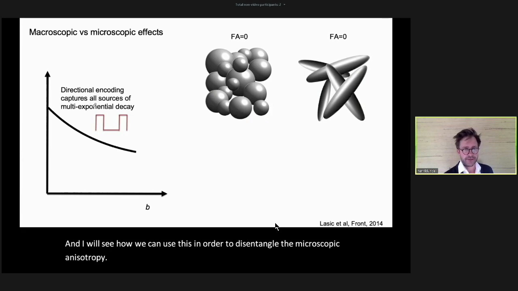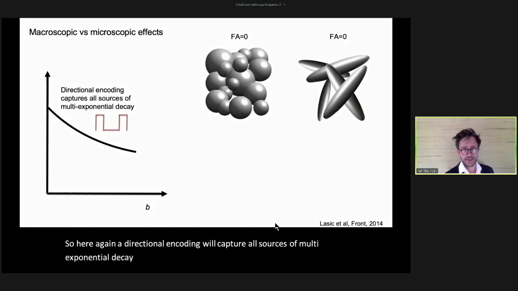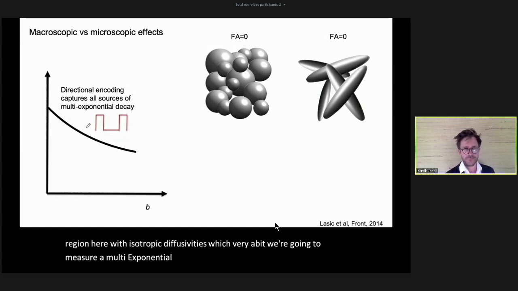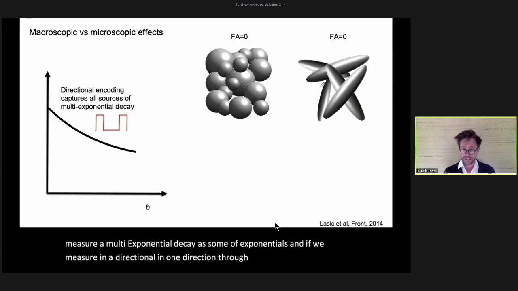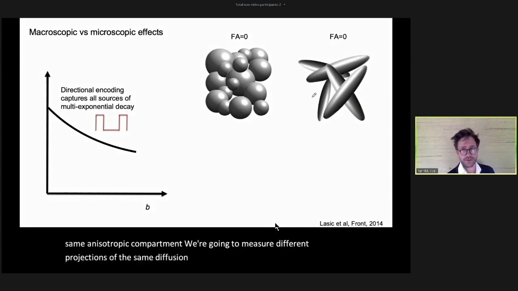So here again, a directional encoding will capture all sources of multi-exponential decay, or a variance in diffusivities. So if we, in this case, have a region here with isotropic diffusivities, which vary a bit, we are going to measure a multi-exponential decay, a sum of exponentials. And if we measure in one direction through this, which consists of the same anisotropic compartment, we are going to measure different projections of the same diffusion tensor, which is also multi-exponential.